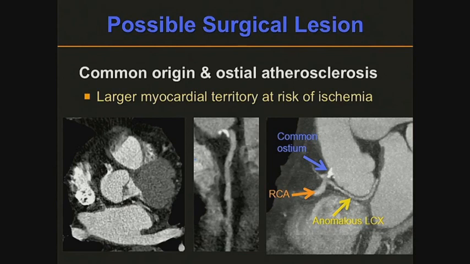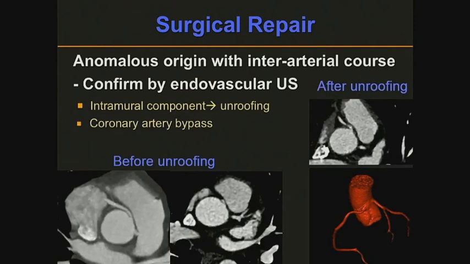So this is an anomaly or normal variant you can consider, but it's an anomaly in terms of the common origin part of it. And when you have that, the atherosclerotic disease makes it much more significant, even though the retroaortic course is traditionally not as much of a problem.